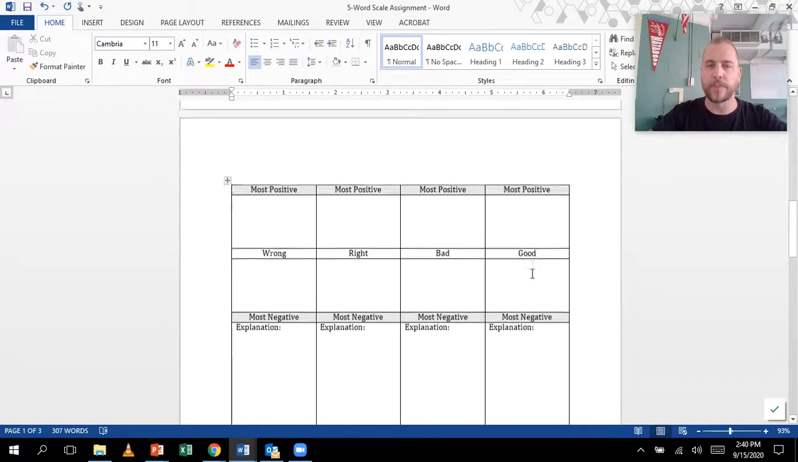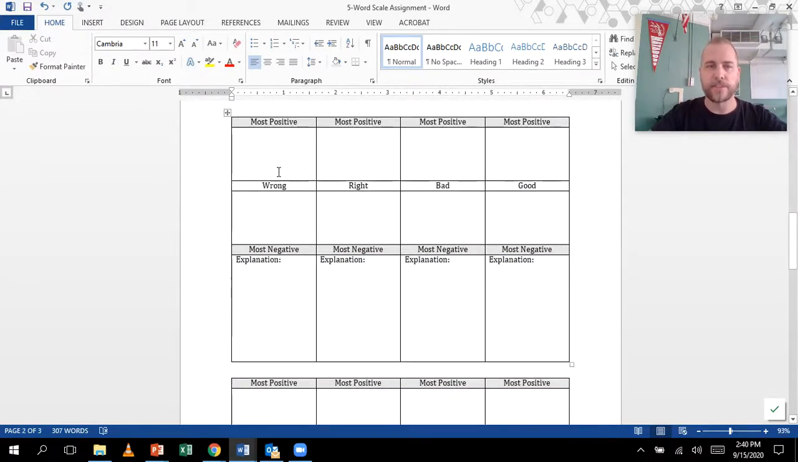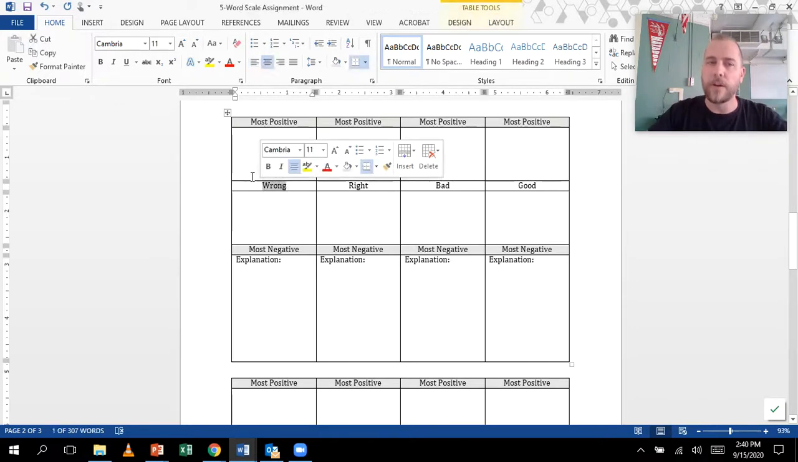If you scroll down a little bit, you'll see that there are different charts. I want you to create a ranking from most positive to most negative for these words. This will help you when you're writing, because if you want to tell somebody that they are wrong, you want to know the different ways to do it. You want to have positive ways to tell them that they're wrong. If you're really trying to insult them, you want to have really negative ways to tell them that they're wrong. If they're right, you want to have positive ways to do this. You want to have negative ways to do this. If something is bad, you want to be able to shed it in a positive light. You want to shed it in a negative light if it's really bad. Same thing with things being good.